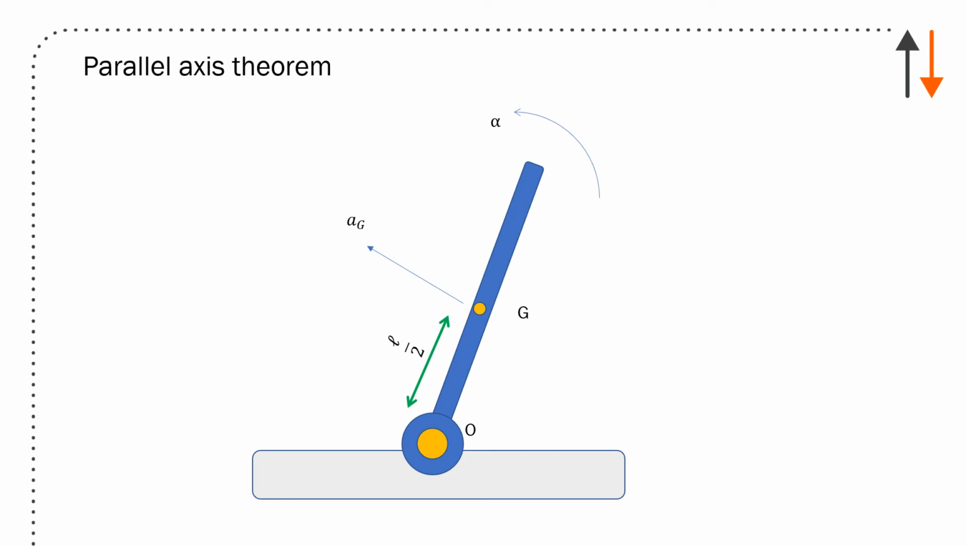So let's do a practical example and look at the parallel axis theorem for a standard case, which is the case of an object where you have a point here where everything is rolling about or rotating about. So you have I naught is equal to IG alpha plus m aG L over 2. This is just the rotational terms.